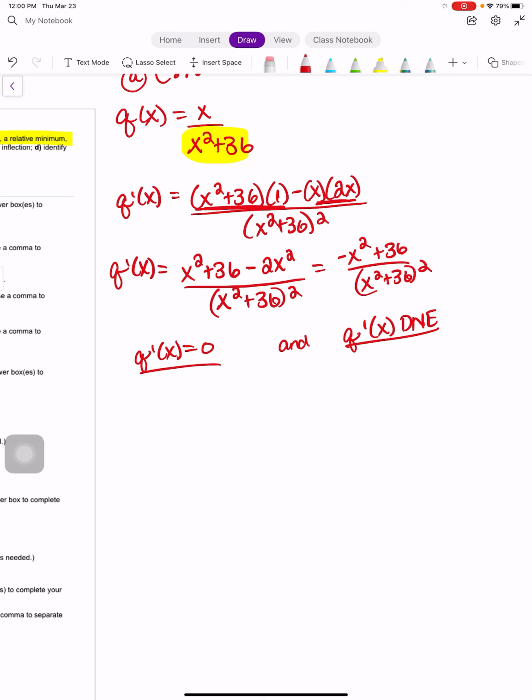So for a rational function to equal 0, that would mean that the numerator would need to equal 0.